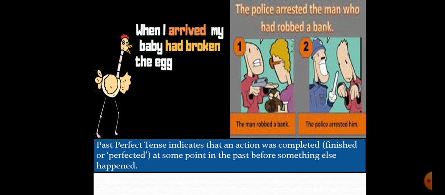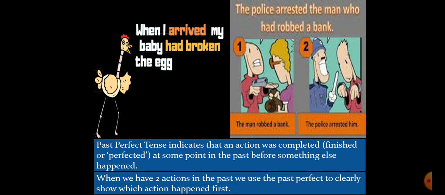Like in past simple also we talk about the past tense, the action in the past, but here what you really need to remember is that when we have two actions in the past, right, you can see in the first example arrived and broken, here arrested and robbed, both actions are in the past. So we use the past perfect tense to clearly show which action happened first. So can you tell me now in these examples which action happened first in the first example?